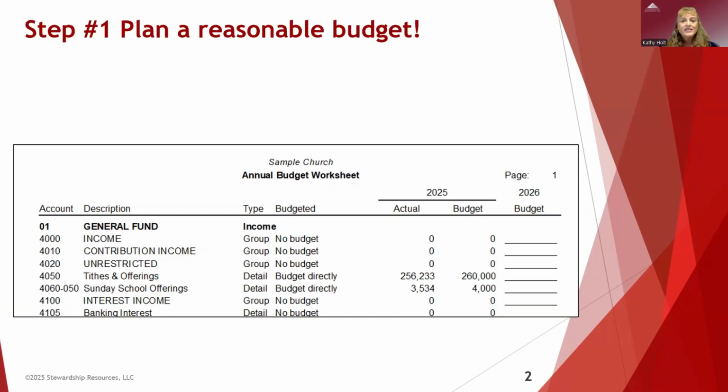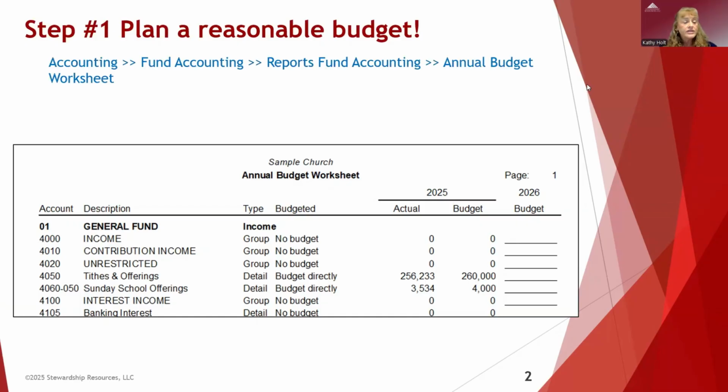So in this video, I'm going to be showing you how to plan and how to set up a budget in PowerChurch. On top of that, I'm going to be showing you how to add that budget to your income and expense report. So step number one is to plan a reasonable budget. And PowerChurch Plus has a great report that can help with that planning. It is called the Annual Budget Worksheet. And here is the path to get to this worksheet.